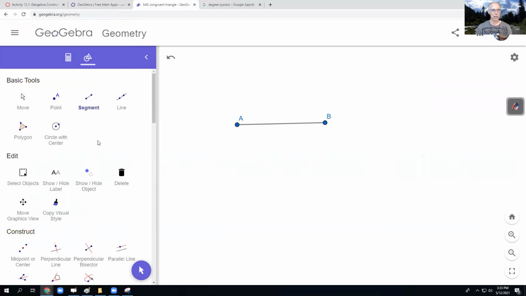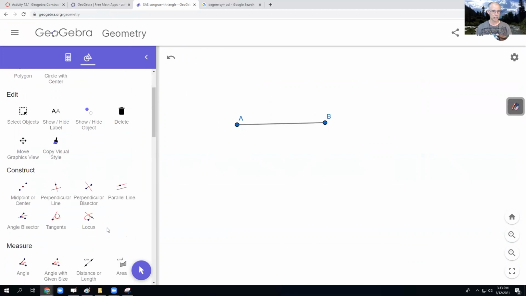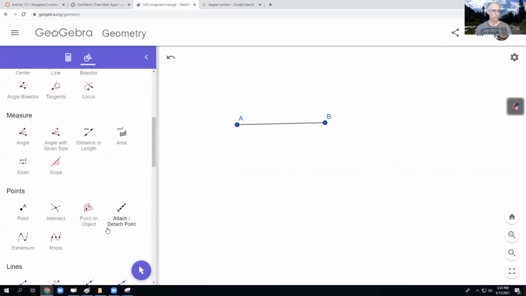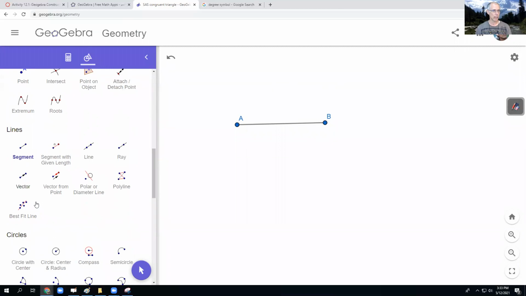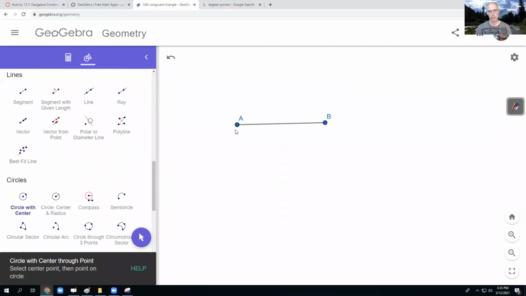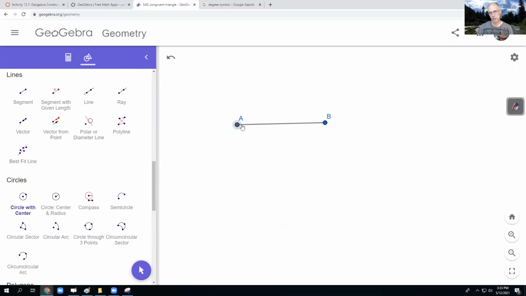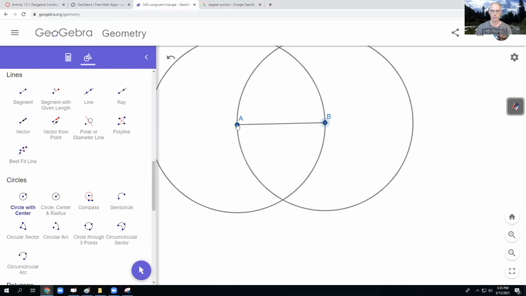To do that, we just need a couple circles. This is actually really easy. We just need the regular circle with center tool. So I just say, give me a circle centered here with AB as the radius, and give me the circle centered at B with AB as the radius. And what's going to happen is I end up with these 2 points up here that are all connected between each other in pairs as radii of the same size circle.